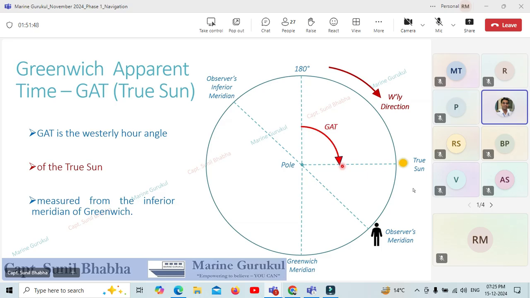Now this red color angle which you see is the GAT. It is the westerly hour angle. You see it is measured in the westerly direction of the true sun, measured up to the true sun, measured from inferior meridian of Greenwich. The reference point or the starting point is the inferior meridian of Greenwich. So starting from inferior meridian of Greenwich, going in the westerly direction up to the true sun, this particular angle is called as Greenwich apparent time, or GAT.